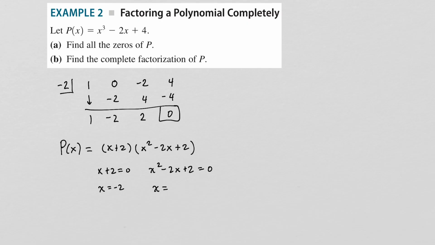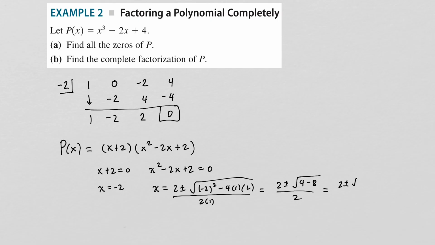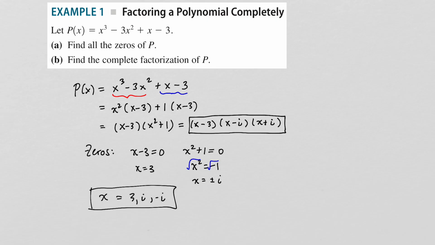So we have x equals 2 plus or minus the square root of negative 2 squared minus 4 times 1 times 2, all divided by 2 times 1. This is 2 plus or minus the square root of 4 minus 8, over 2. That simplifies to 2 plus or minus the square root of negative 4, divided by 2. And we'll keep going here. This is 2 plus or minus 2i, divided by 2.